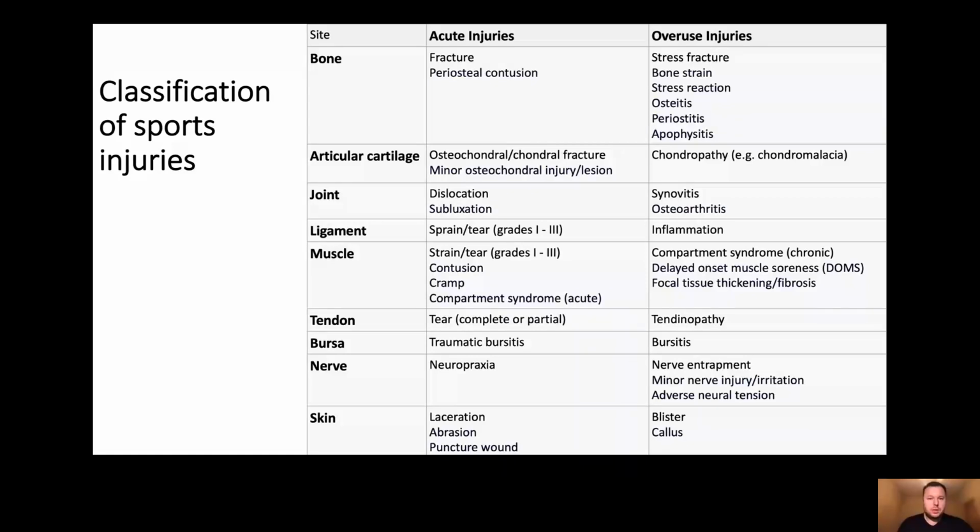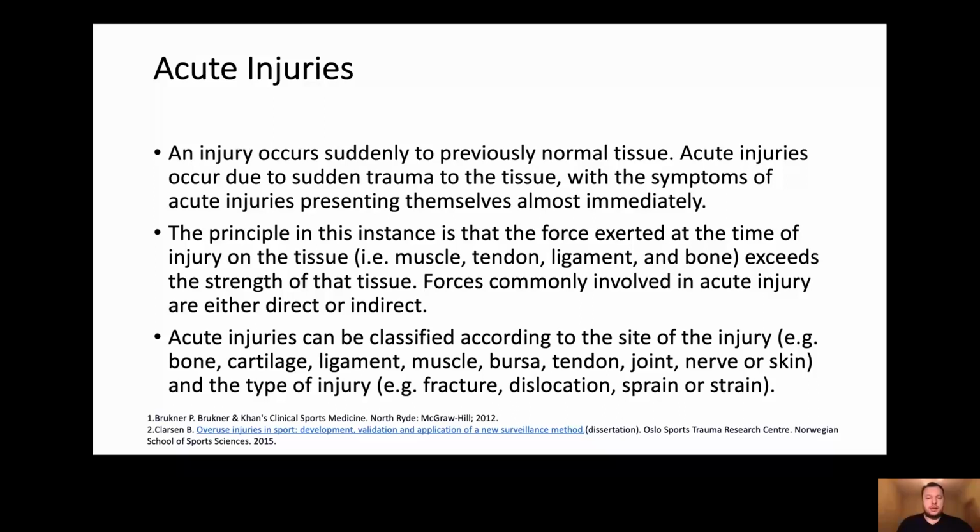Is it bone, articular cartilage, joint, ligament, muscle, tendon, bursa, fat tissue, nerve, skin, and so on. But I think the most important thing is to remember that injuries can be classified into acute injuries and overuse injuries. Acute injuries usually occur suddenly to previously normal tissue, due to sudden trauma to the tissue, with the symptoms presenting themselves almost immediately. So an acute injury is something which is happening suddenly.